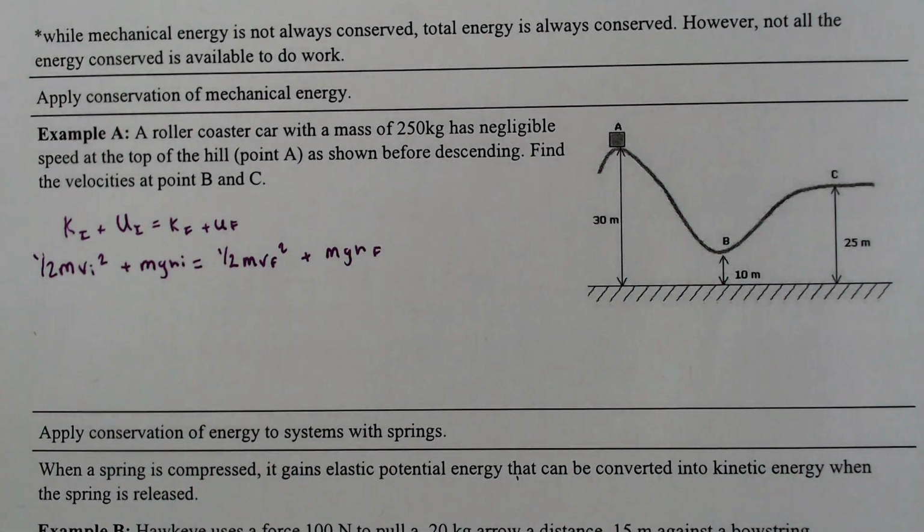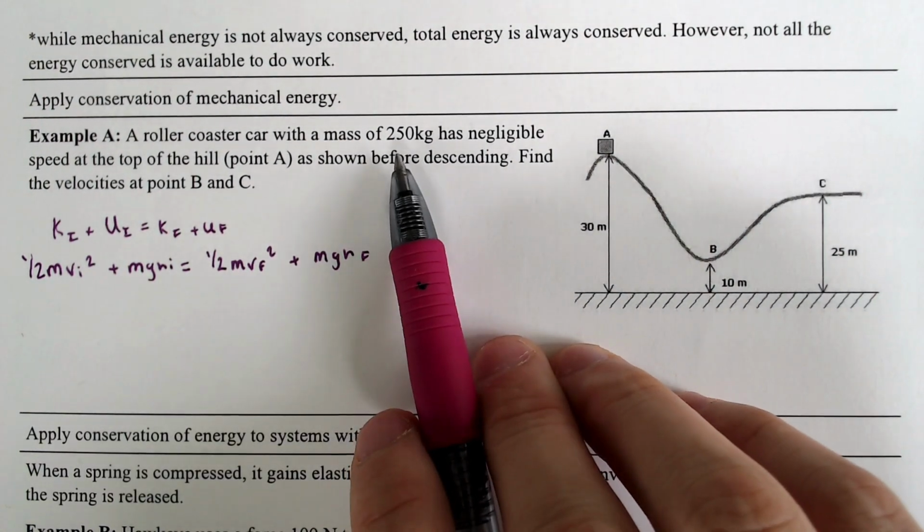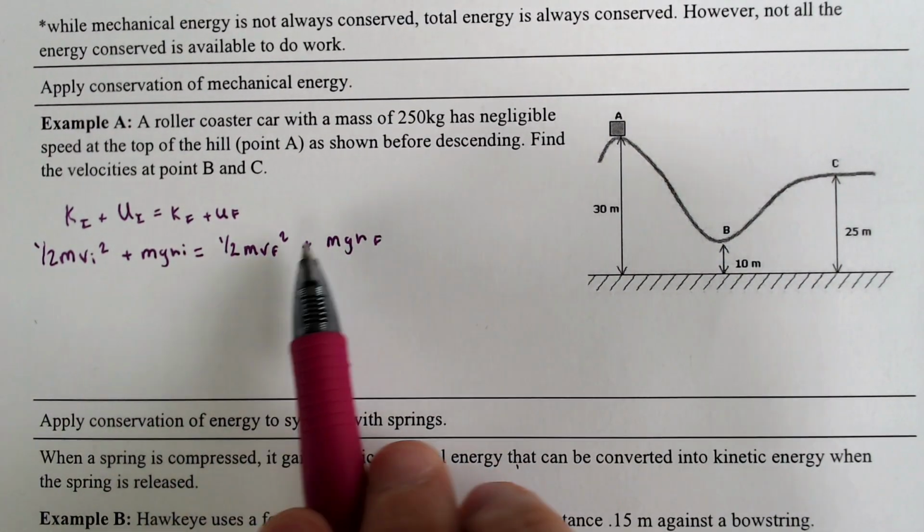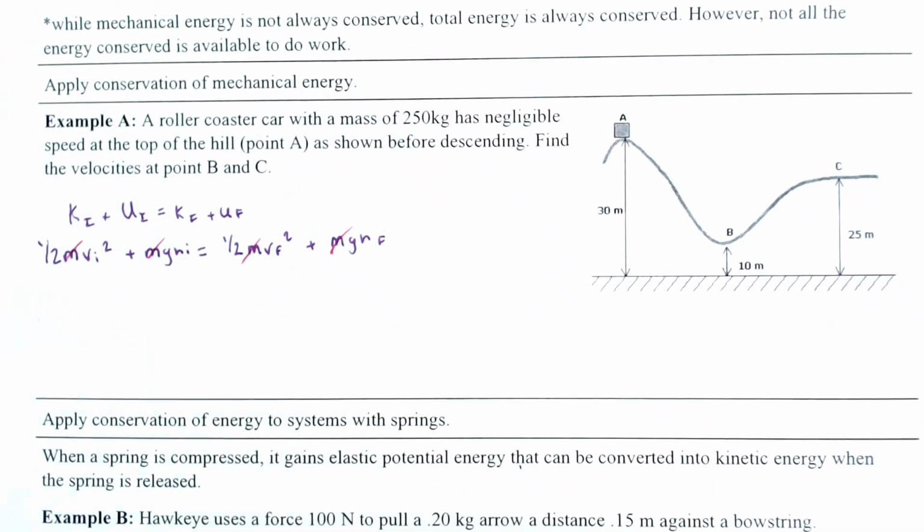So remember how I said it didn't really matter what the mass of this thing was? It's 250. Well, what do you notice here? m, m, m, and m. They all have an m. You can divide that away.